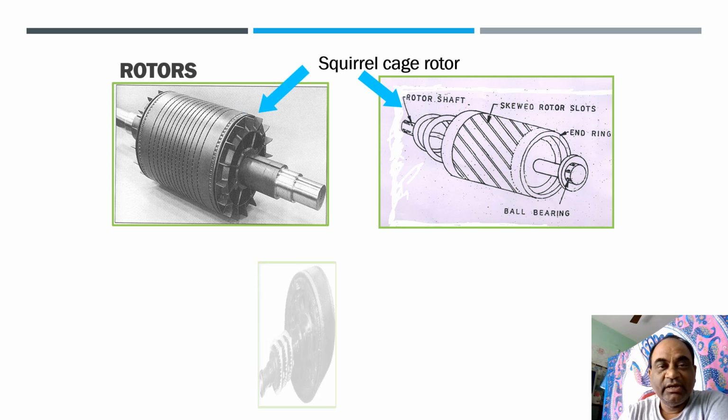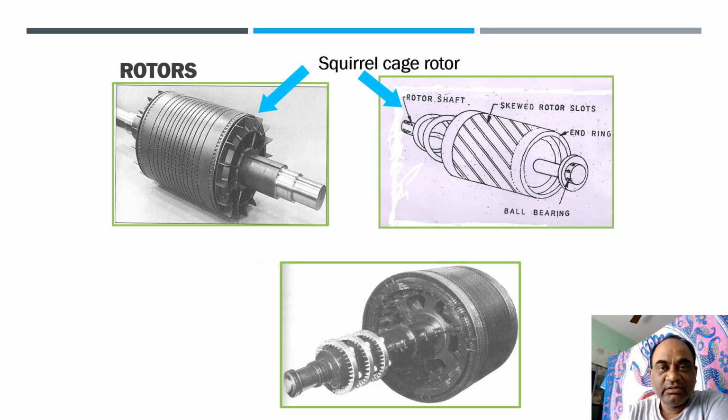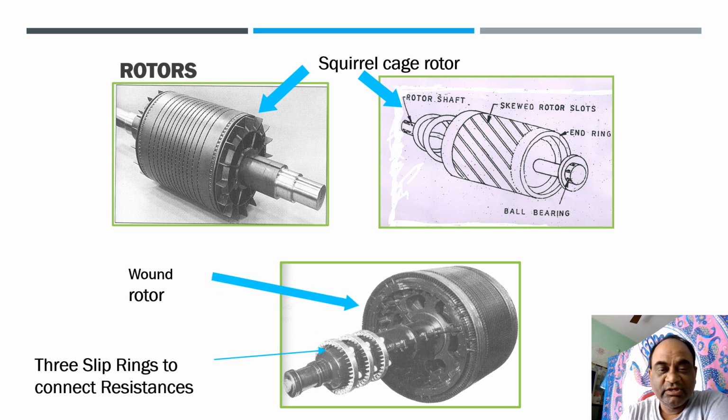The rotor could be a squirrel cage type of rotor, or a wound rotor. In the case of the wound rotor, you will have winding on the rotor, like you have the three-phase winding on the stator. The three-phase winding is also there on the rotor. It also has three slip rings to connect external resistances, and with those external resistances, you can control the speed of the three-phase induction motor.